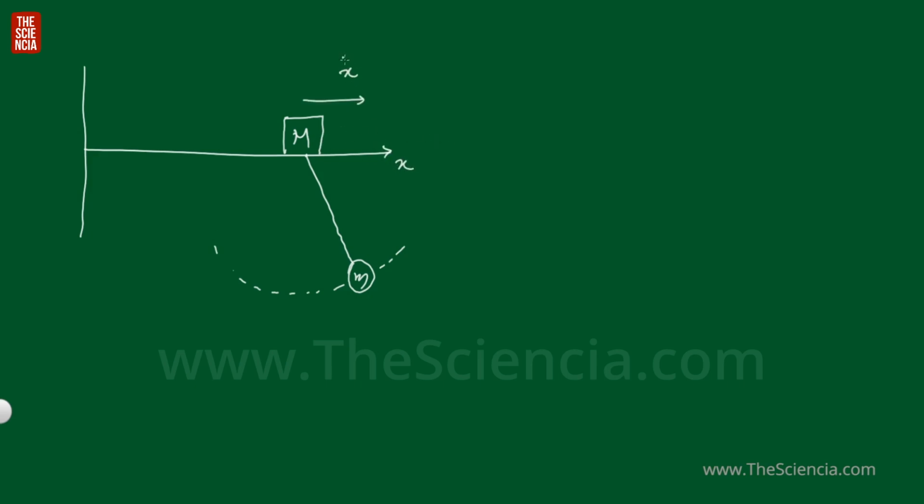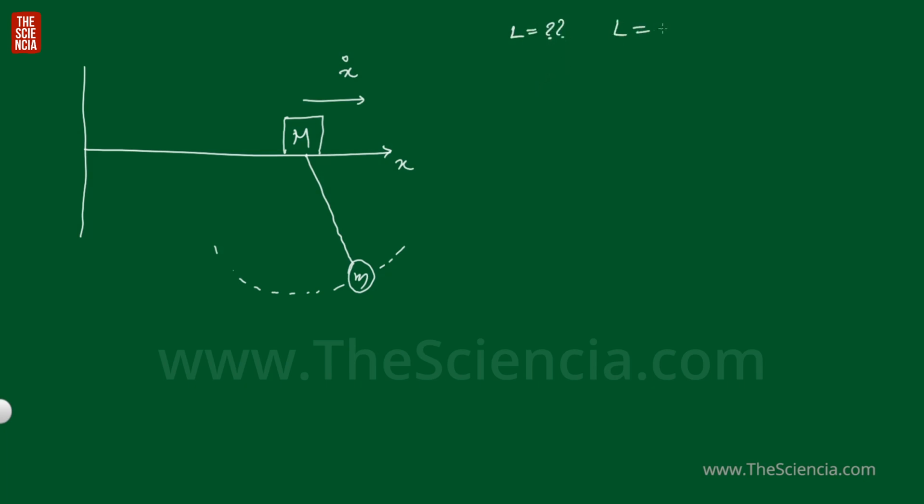Another example problem. A block is here whose mass is capital M, and a pendulum is attached to it and its mass is small m, and this pendulum is oscillating like this, and this mass is also moving in the x direction. So there will be a velocity x dot. The question is to construct the Lagrangian.